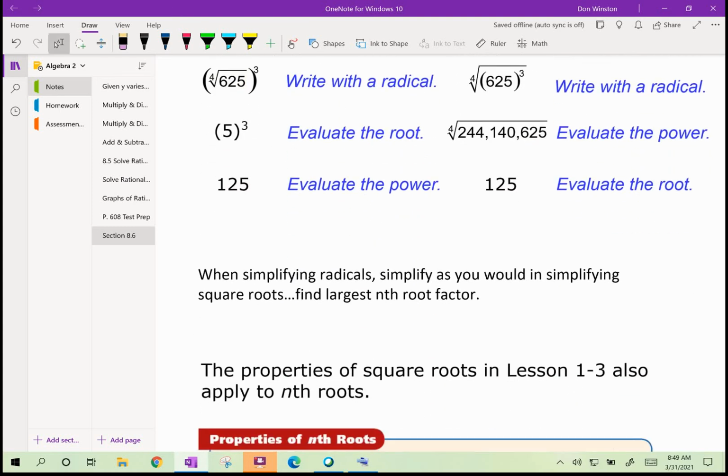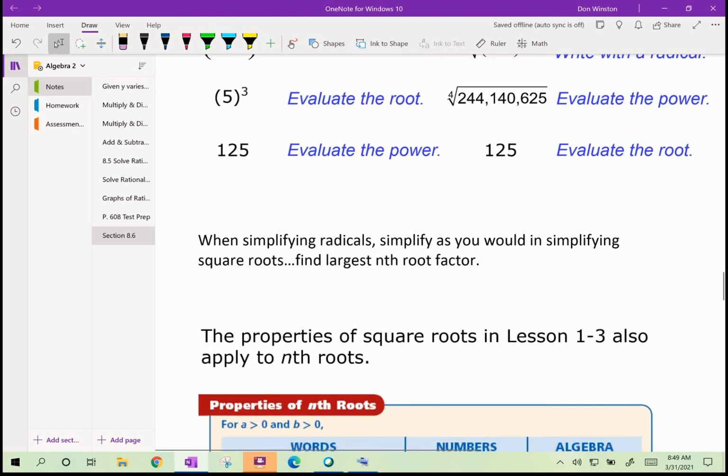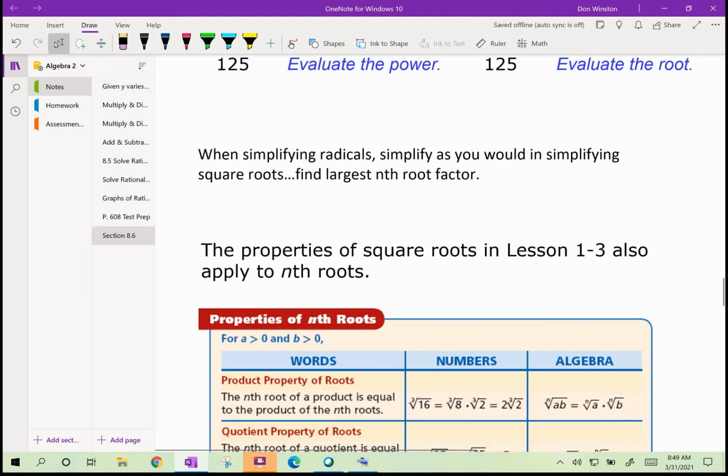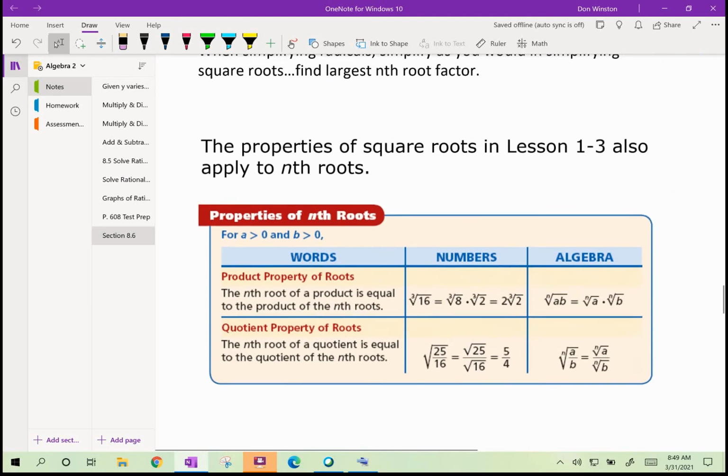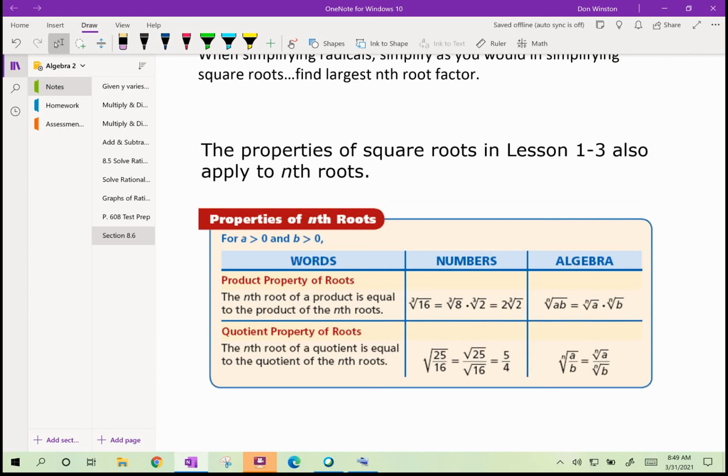When simplifying radicals, simplify as you would in simplifying square roots. Find the largest nth root factor. The properties of square roots in lesson 1.3 also apply to nth roots. Here we have the property that the nth root of a times b is equal to the nth root of a times the nth root of b.